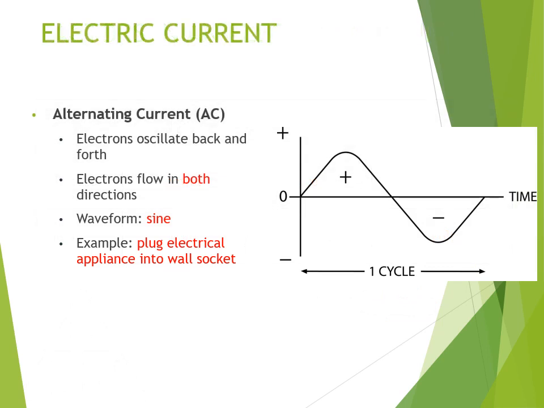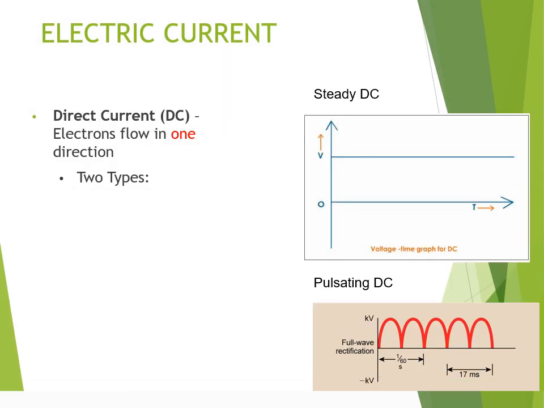Alternating current is where electrons oscillate back and forth, meaning that they go in a positive direction and a negative direction. So it's going in both directions, which is positive and negative. It's a sine wave, otherwise called a cycle. In this case, we're looking at one cycle. For example, if you plug an electrical appliance into a wall socket, that's how you're using alternating current. You plug your laptop in, you're using alternating current.